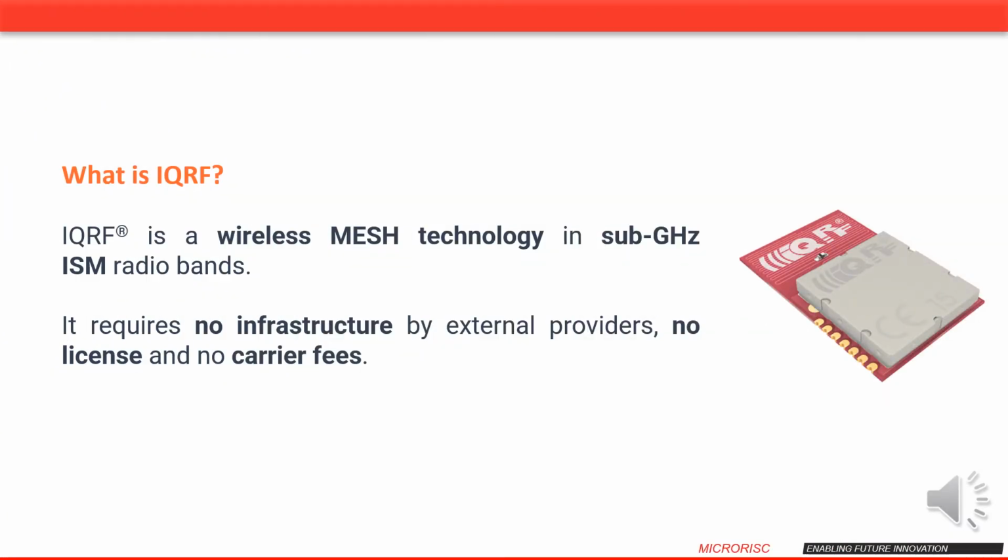Iqrf is a wireless technology designed for communication in ISM band. It can be configured to use a specific frequency band according to local radio regulation authority. For example, for Europe it is 868 MHz, for US it is 916 MHz. Iqrf requires no infrastructure by external providers, no license and no carrier fees.